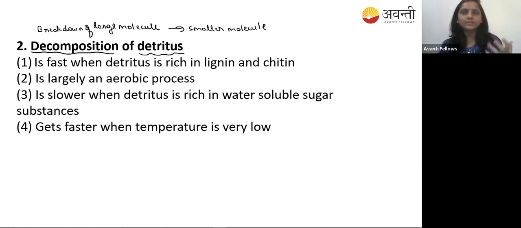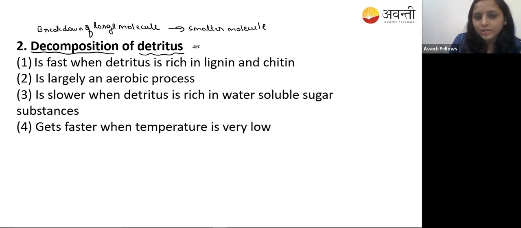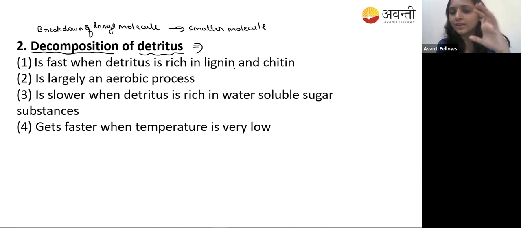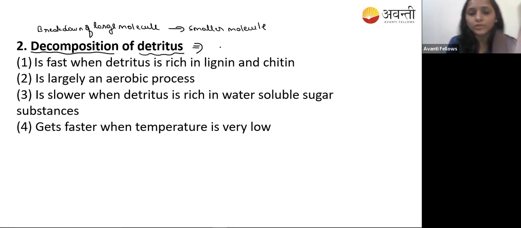What do we mean by detritus? You can take any fallen leaves as detritus, or any dead organism, such as the death of any animal. Here they are asking which one is the odd one, so we have to remove the odd one. They are asking which one is correct related to decomposition. Many odd statements are given, and in that you have to choose the correct option.